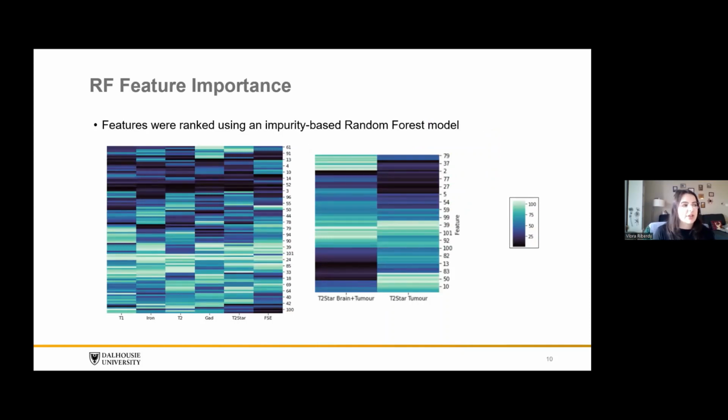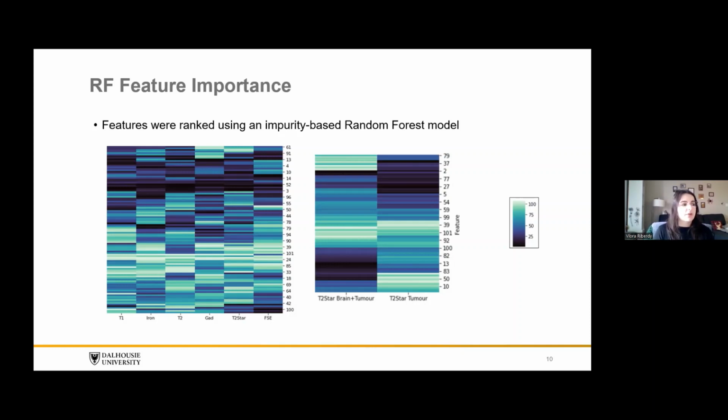So this is where feature selection comes in. I did a study with random forest feature importance. Basically this ranks features using an impurity-based random forest model. And as you can see, even between scan types, the feature importance varies between the scan types and also between the 2 different ROIs. Features lighter in color are less important, and features ranked in darker colors are more important. So there is quite a variability between the scan types and the ROIs themselves.